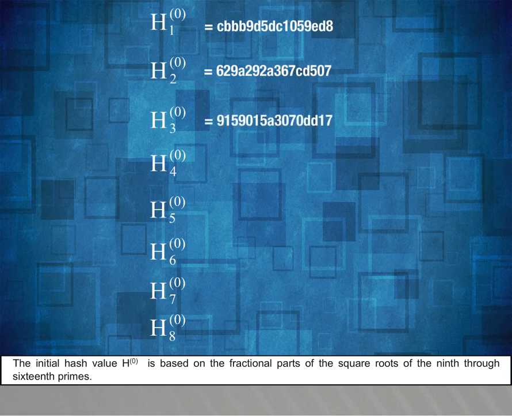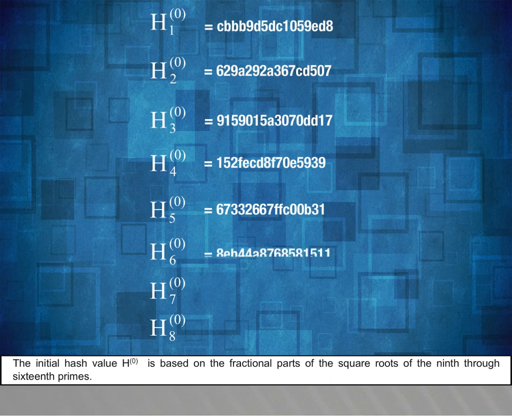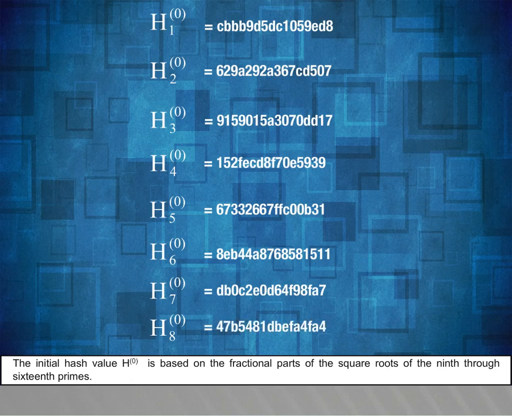h3^0 is equal to 9159 015A 3070 DD17. h4^0 is equal to 152F ECD8 F70E 5939. h5^0 is equal to 6733 2667 FFC0 0B31. h6^0 is equal to 8EB4 4A87 6858 1511. h7^0 is equal to DB0C 2E0D 64F9 8FA7. h8^0 is equal to 47BF 481D BEFA 4FA4.